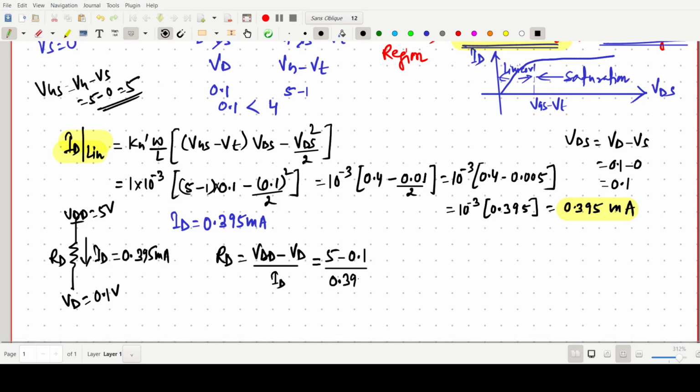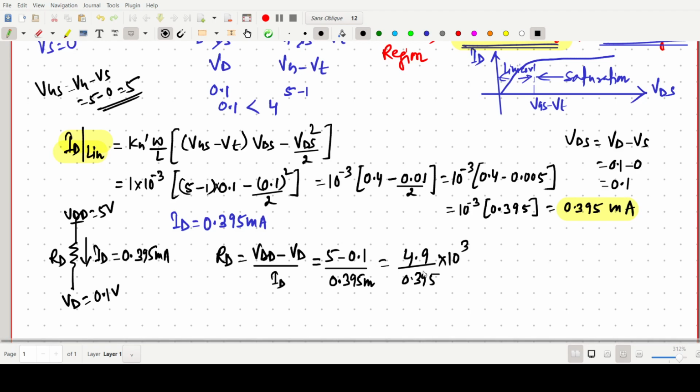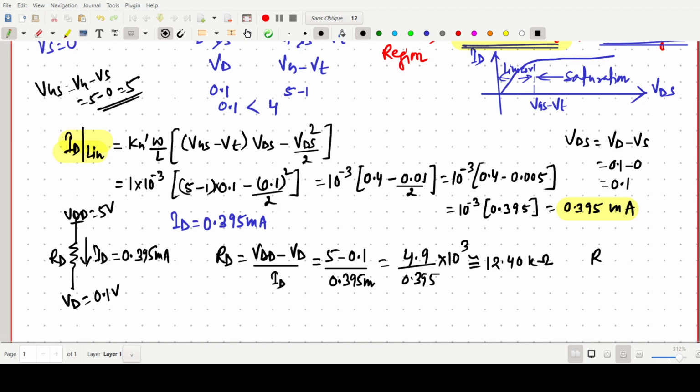So it should be 395 micro. Okay, so it should be 4.9 by 0.395 into 10 to the power 3. So it is in the kilo ohm range. So if we solve 4.9 divided by 0.395, it will nearly come around 12.40 kilo ohm. So the RD value will be 12.40 kilo ohm. So this RD value is 12.4 kilo ohm also we can write.